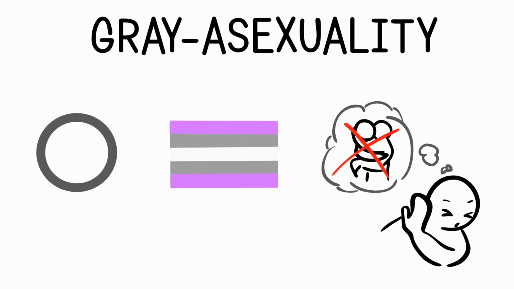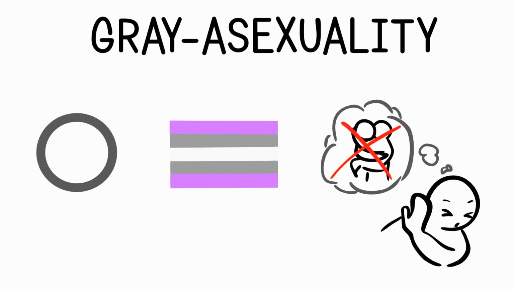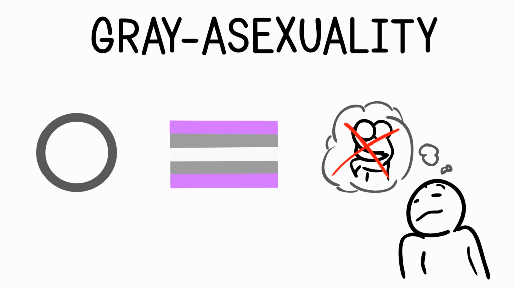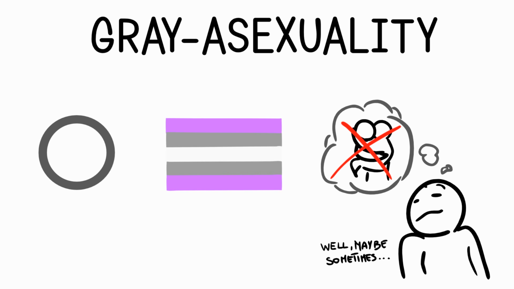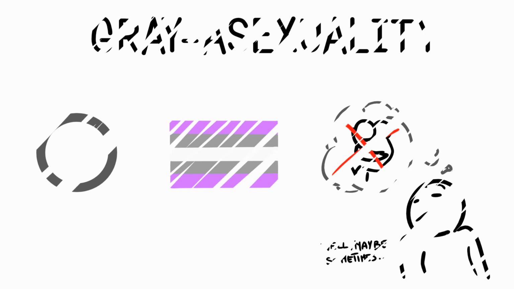7. Gray asexuality. This is similar to the previous sexuality. However, instead of never experiencing sexual attraction, someone who is gray asexual may very rarely experience sexual attraction. They are still valid under the asexuality umbrella, despite occasionally experiencing sexual attraction.